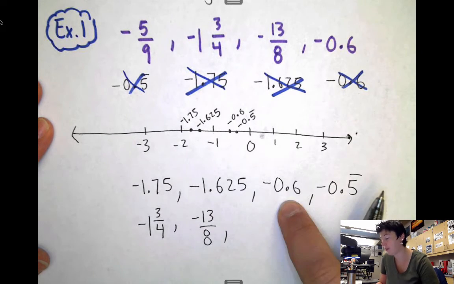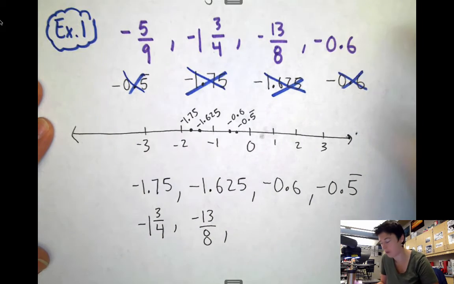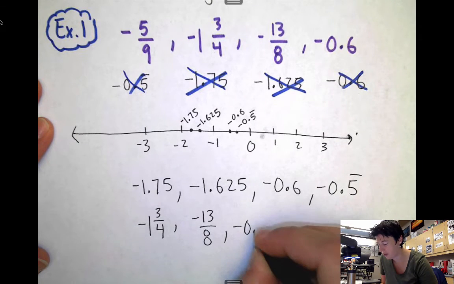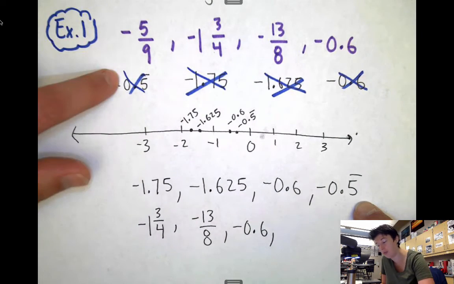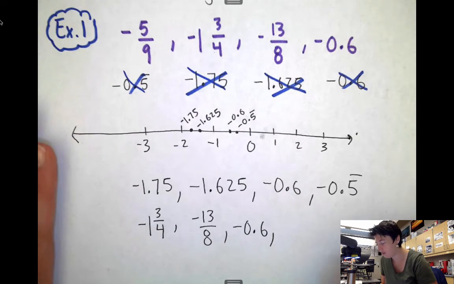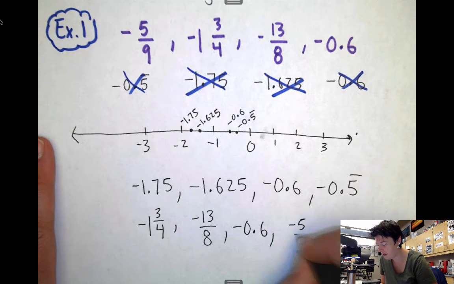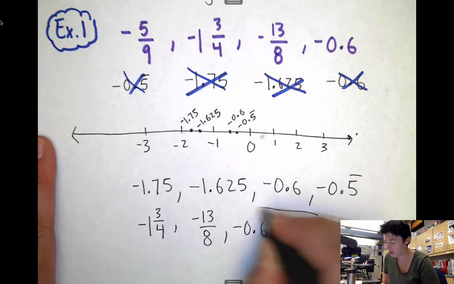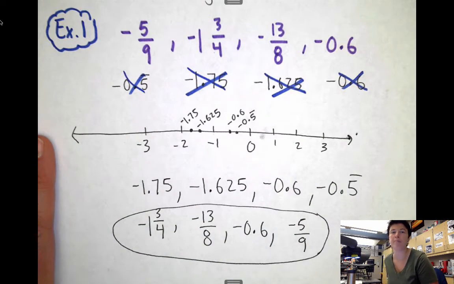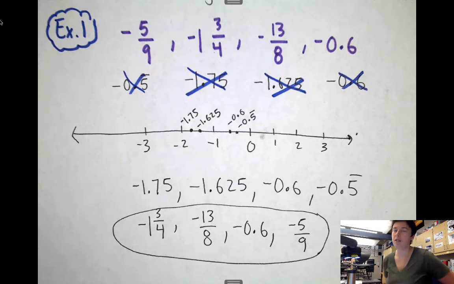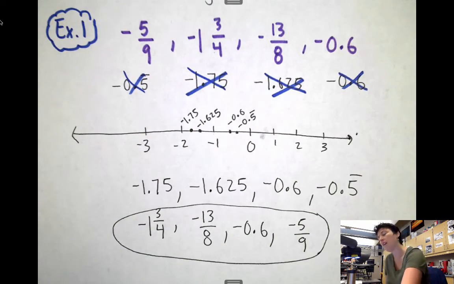The negative 0.6 actually was a decimal the whole entire time. Negative 0.6 is how they gave it to us. And the negative 0.5 repeating was this one. It was the 5/9. So I'm going to write negative 5/9. Now this thing I'll circle is my answer from least to greatest. So that's kind of one way you can do this. You can change all the numbers into decimals so it's easier to think about.